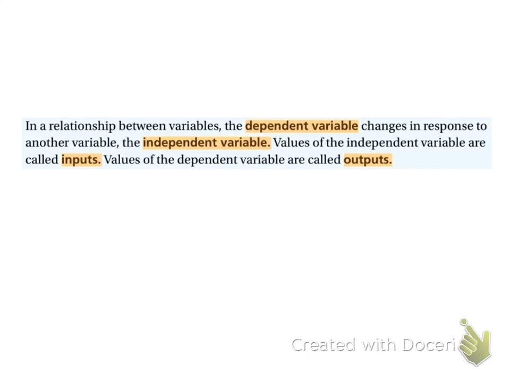Okay, this is 4.2 of algebra. So in a relationship between variables, the dependent variable changes in response to another variable, the independent variable. So when you're independent, you're on your own, right? You decide things, you do things. Doesn't matter what other people do. So the independent variable is on its own. It's going to be its number, wherever it wants to. And the dependent variable changes based on the independent variable. The independent variables are called the inputs, and the values of the dependent variables are called the outputs.